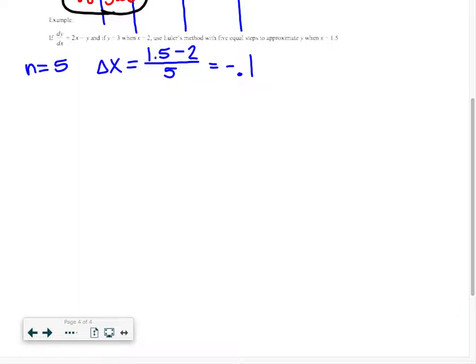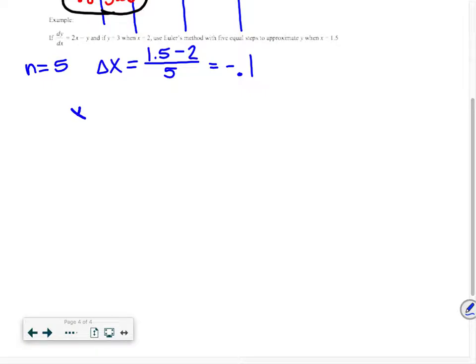Do you agree that 2x minus y is not a differential equation that we are equipped to solve? So approximating 1.5 is something that Euler's method is going to be the most accurate with. Now, why is delta x negative? Because we're moving backwards. We start at 2, we're going to 1.5.